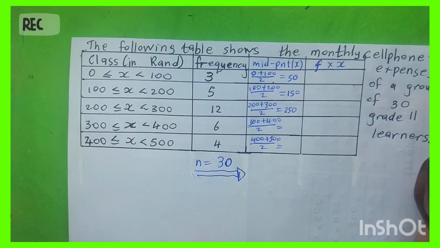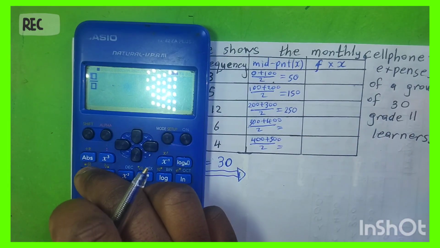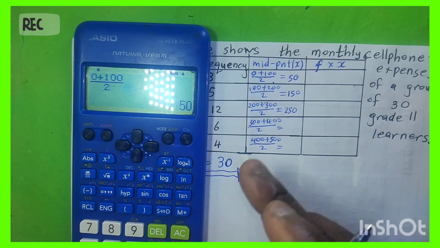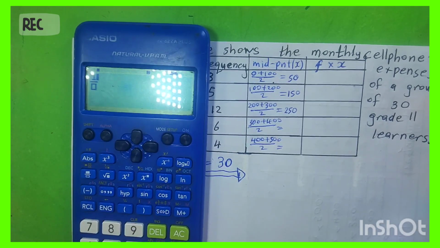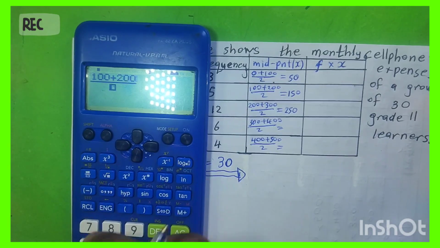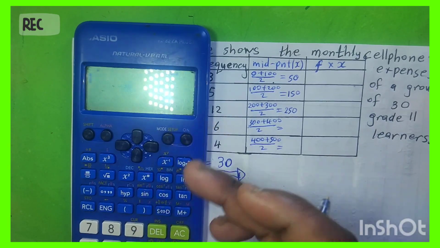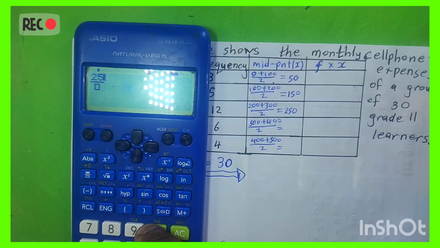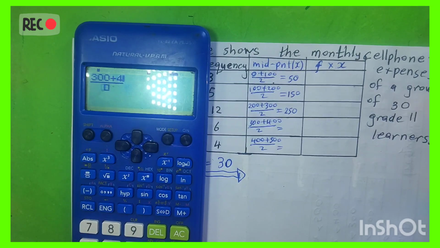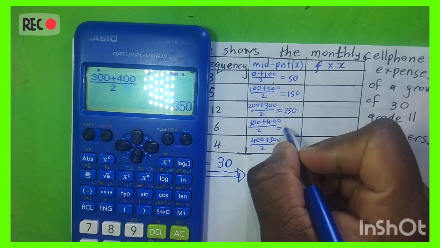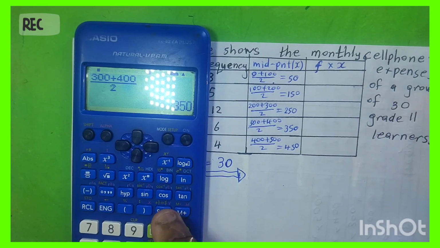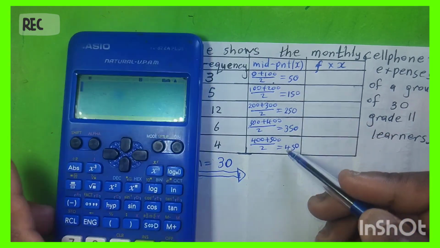Let me confirm, let me not guess, because you might find out that I'm wrong. This one divided by 2 is 50. Then for this one, it's 100 plus 200 divided by 2. This one is correct. Then this one plus this, oh, what am I doing. Here it's supposed to be 300 plus 400 divided by 2, meaning this one is supposed to be 350. This one will be 450. Those are the midpoints.